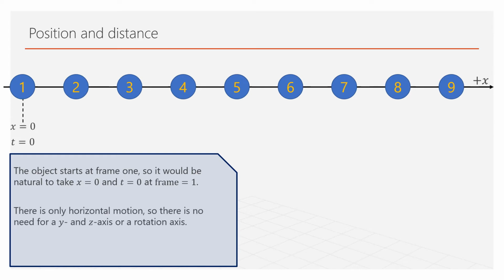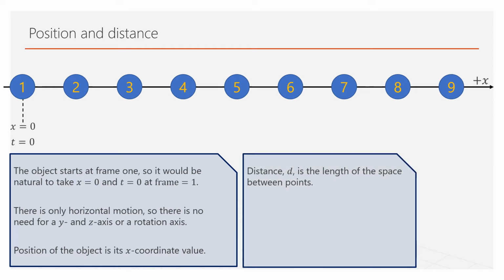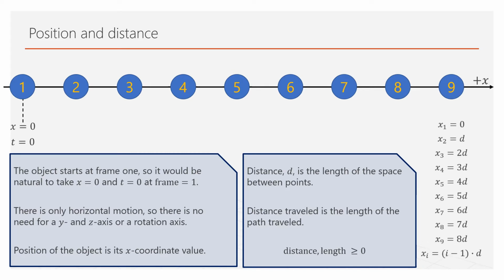There is only horizontal motion, so there is no need for a y and z axis or a rotation axis. Position of the object is its x-coordinate value. Distance is the length of the space between points. Distance traveled is the length of the path traveled. Distance and length are by definition always non-negative values. We can go ahead and write the position of each frame like this, where d is the distance between frames.